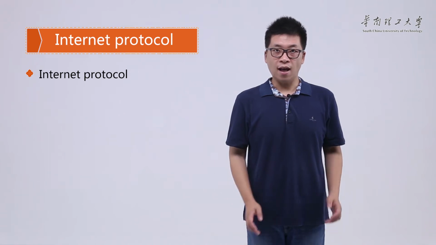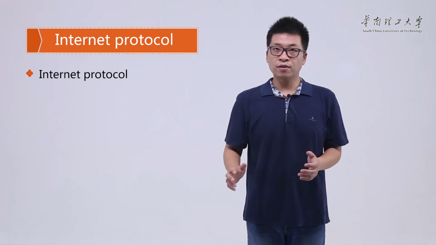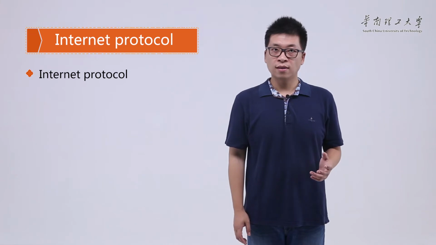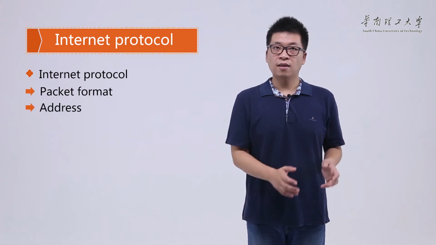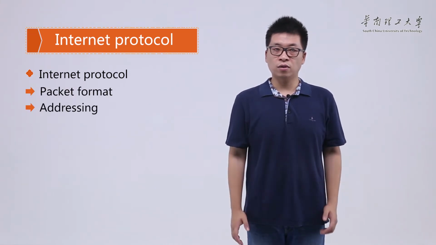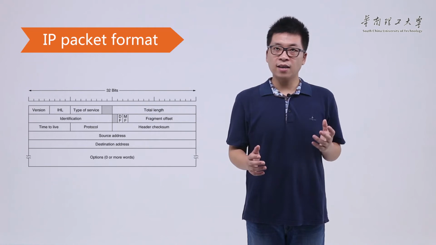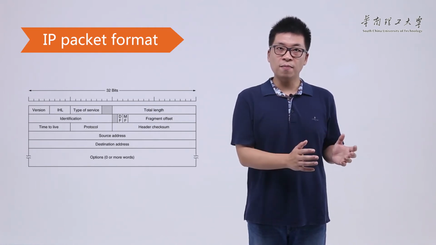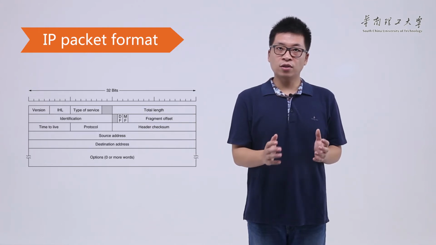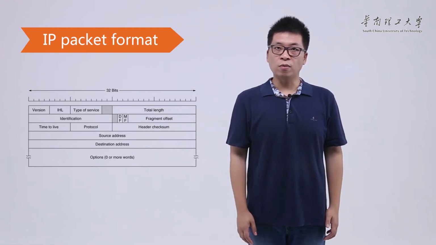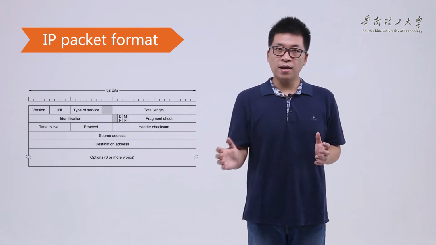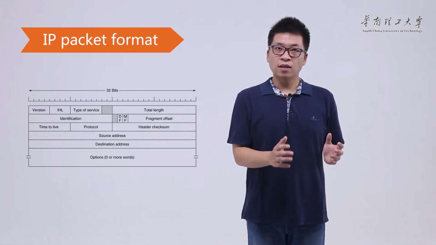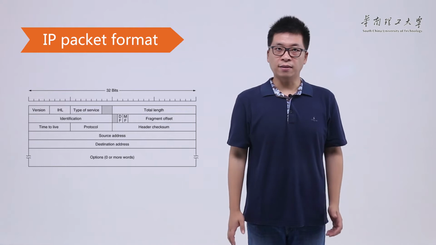Internet Protocol, IP protocol, specifies two main issues: the packet format and addressing issues. We start to explain the packet format now. The IP packet format is represented as a table with 32 bits for each row. We are going to explain every field in the IP packet header.